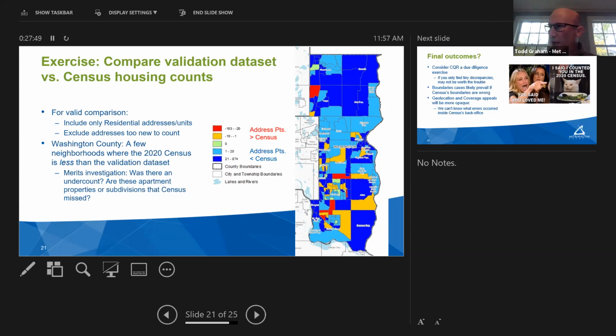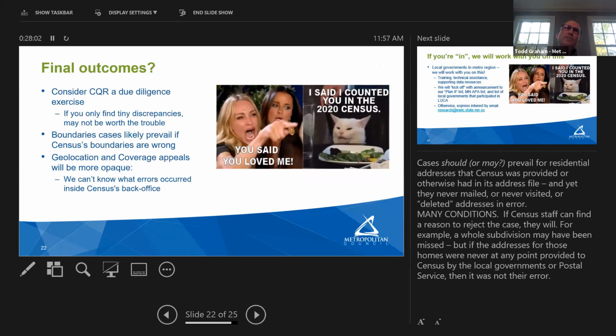Why may they have been undercounted? Census Bureau had an incomplete address list, or there were new subdivisions or apartment buildings that went in late 2019. Those are the sort of things.